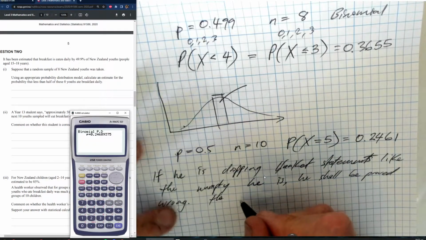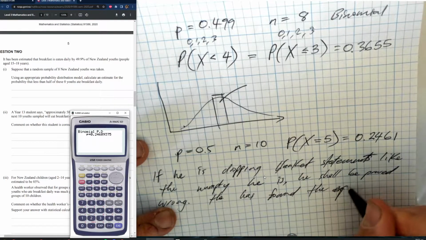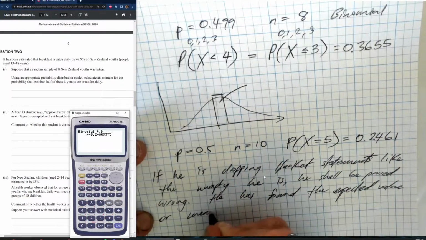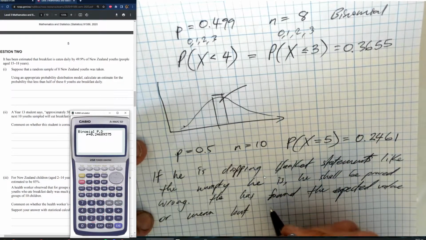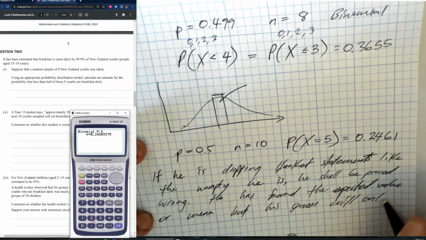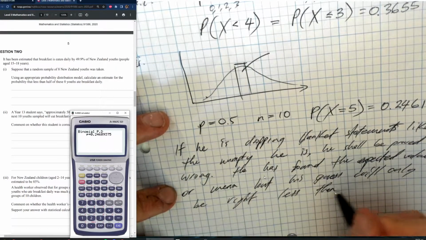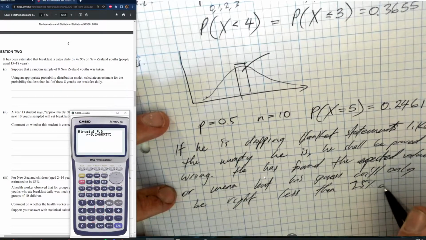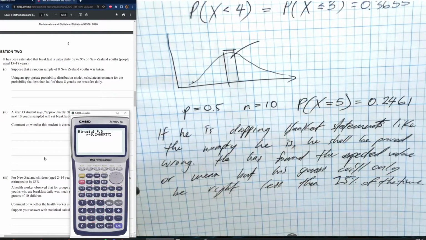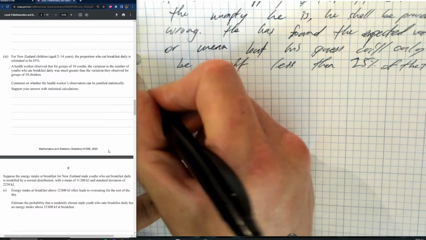He has found the expected value, or mean, but his guess will only be right less than 25% of the time, as proved by the calculation above. Okay, get out of here. You're wrong. Okay, question 3.